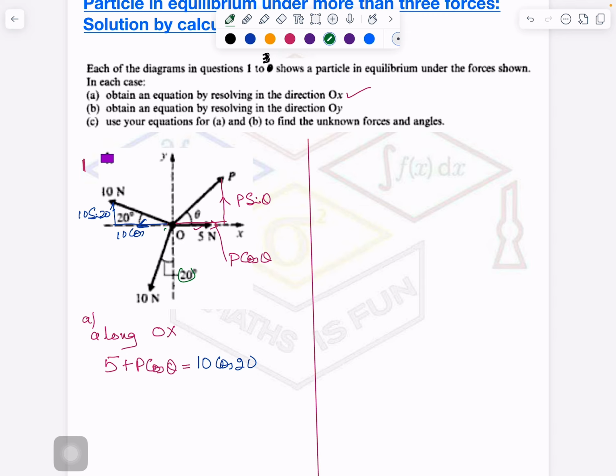So suppose I'm resolving using 20 degree. So I will write it here. This will be my along OY. This will be along OX. So along OX is this. It is 10 sine 20. Right? And this one will be 10 cos 20. If you have used this side along the x-axis, then you need to find this angle, which will be 70. So then you have to write with respect to 70. So in both ways it is fine.